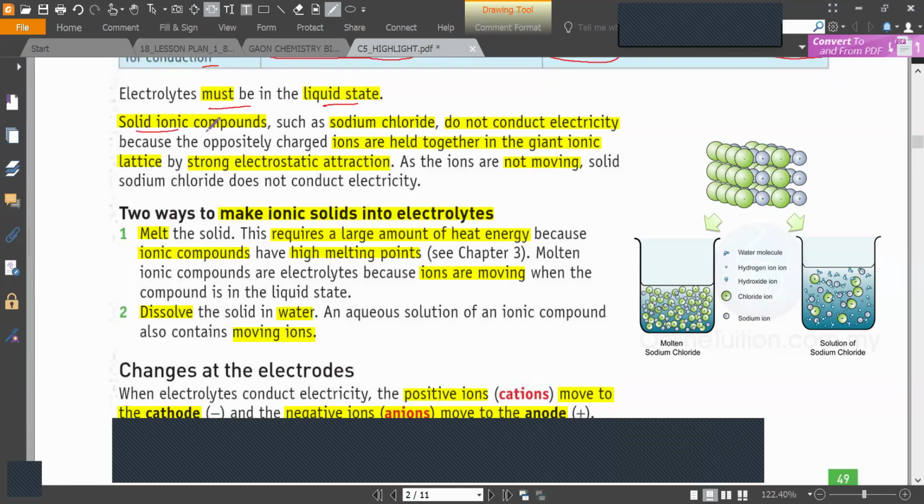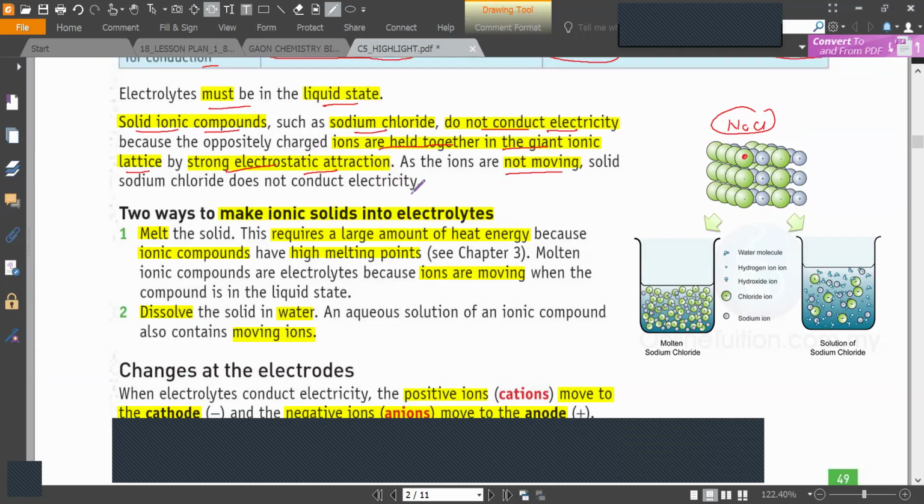Solid ionic compound, for example, let's say this is sodium chloride. Solid ionic compounds cannot conduct electricity, because the ions are held together in a giant ionic lattice. So they are fixed in the lattice. They cannot move, because of the strong electrostatic attraction. So they cannot conduct electricity.